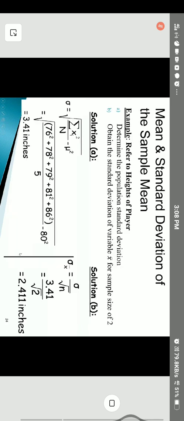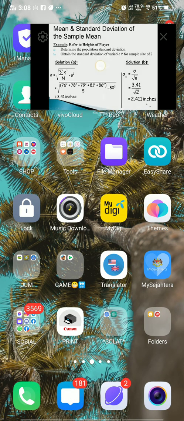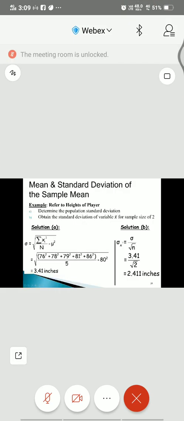Okay, kita tengok one example of how you determine the standard deviation from the population standard deviation. So this is your standard deviation for your population. You ambil the population standard deviation, you divide with the square root of your sample size n, dapatlah standard deviation for your sample mean.